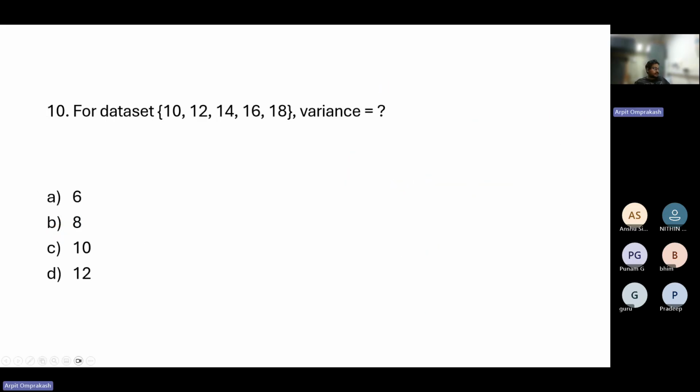Next question is, for data set 10, 12, 14, 16, 18, what is the variance? You can solve this and tell me what answers you get.